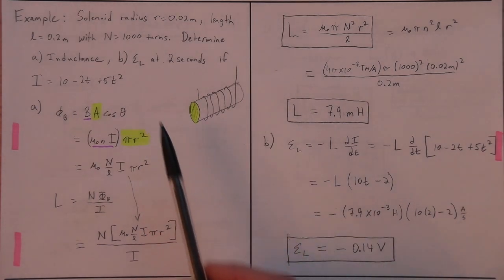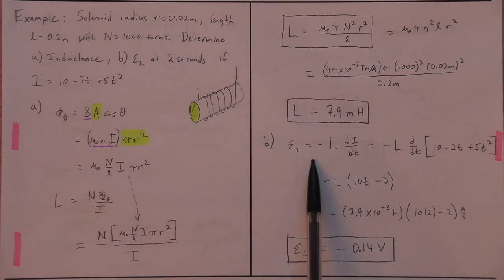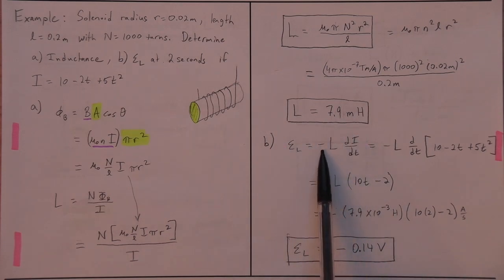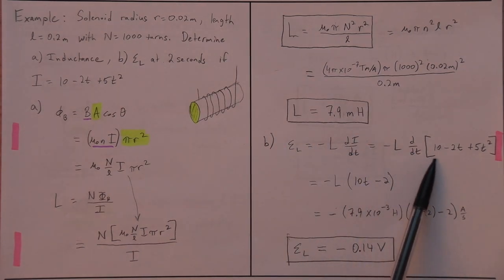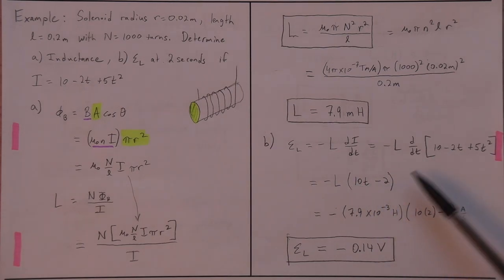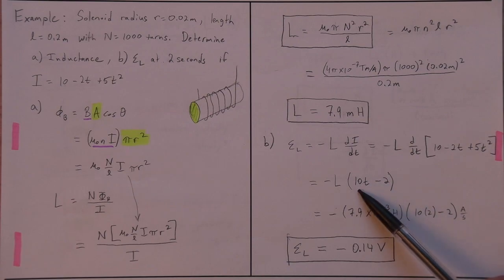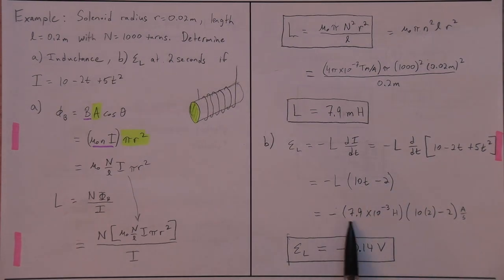Now for part B, what's the voltage induced? Well, I use the expression on the previous page, that the voltage is negative L di dt. So I plug in the current here. I take the derivative of what's in the brackets here. The derivative of 10 is 0, so there's a 0 here that I didn't write. But then the derivative of this is negative 2, and the derivative of this is 10t, which is over here. Then I just plug in all my numbers, and I get negative 0.14 volts.